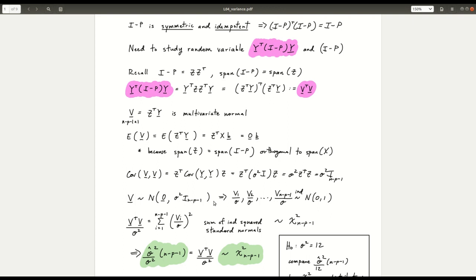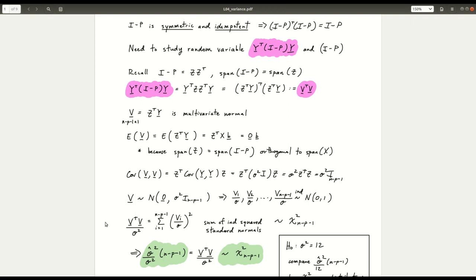What that means is that each entry of V is independent of all other entries, and its variance is sigma squared. So if we take each entry of V and divide it by sigma, this thing is just going to be a standard normal. And so is this one. So each entry of V divided by sigma is a standard normal, and they're independent because the covariance matrix is this identity.